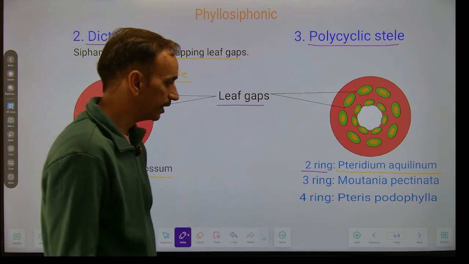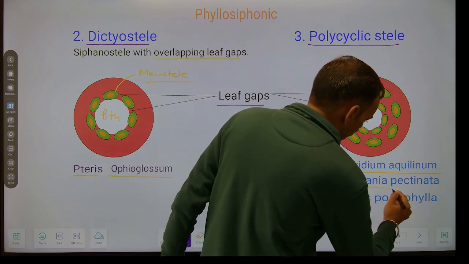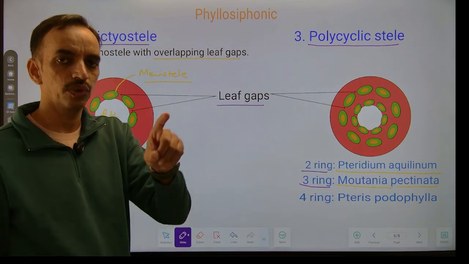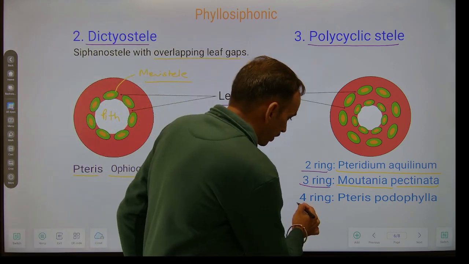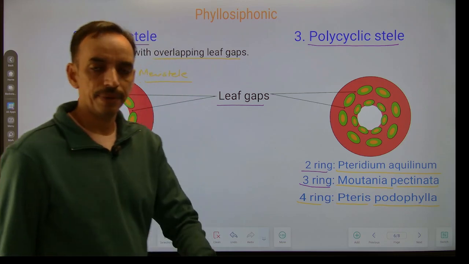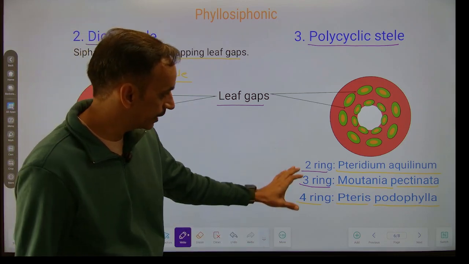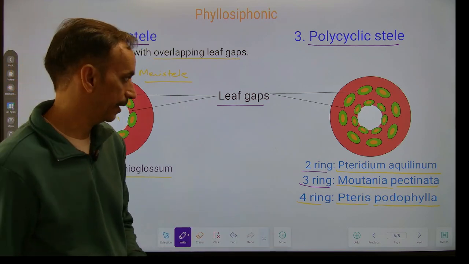अंदर. थ्री रिंग्स अगर आपको देखने को मिल रही है, ये फाउंड होती है इन केस ऑफ मार्सिलिया पेक्टिनाटा. यहां आपको जो वैस्कुलर बंडल्स हैं, मेरिस्टील्स हैं, आपको तीन रिंग के अंदर देखने को मिलेंगी. फोर रिंग ऑब्जर्व होती है इन केस ऑफ टेरिस पोडोफाइलम. सो यहां पे भी आपको अलग अलग वेरिएंट्स देखने को मिल जाते हैं. ये एग्जांपल्स अपने को याद रखने हैं, क्वेश्चन इस पे पूछे जा सकते हैं.